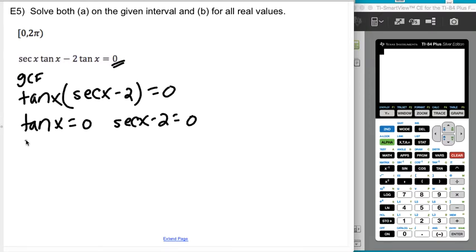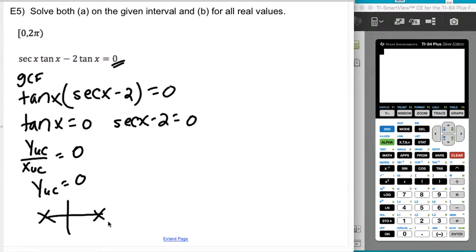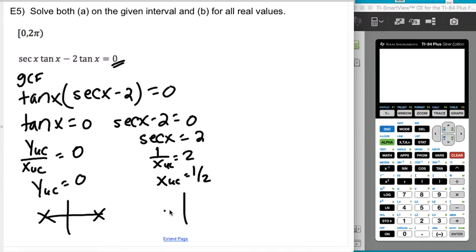Well, tangent is the y on the unit circle over the x on the unit circle, so if that's 0, it just means where is the y on the unit circle 0, which is here and here. Secant of x equals 2 is the same as saying 1 over the x on the unit circle is 2, meaning x on the unit circle is 1/2. Well, that happens here and here.